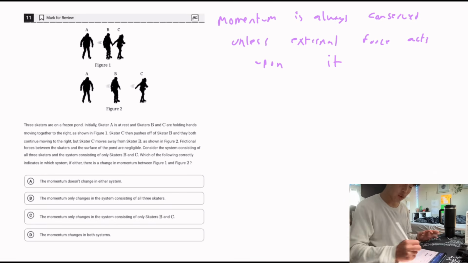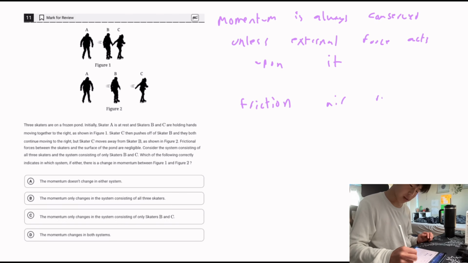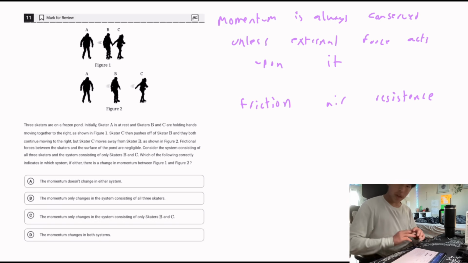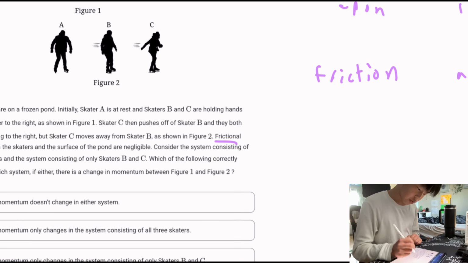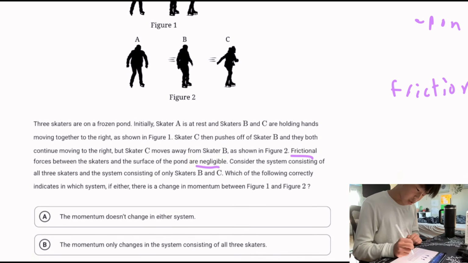Anyway, so an external force is like friction or air resistance, right? And remember, that's why we have the conservation of momentum principle, m1 v initial. I literally have to write it every single time because I know it always applies unless there's an external force. And in this case, there's no friction, it's negligible.